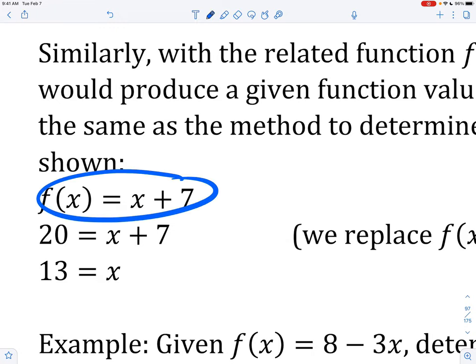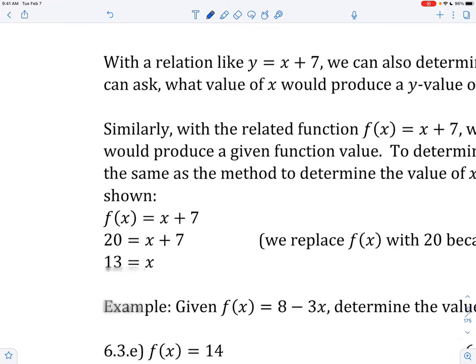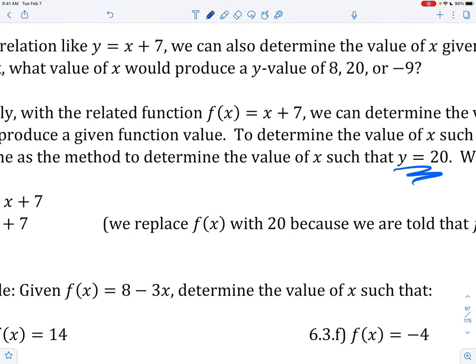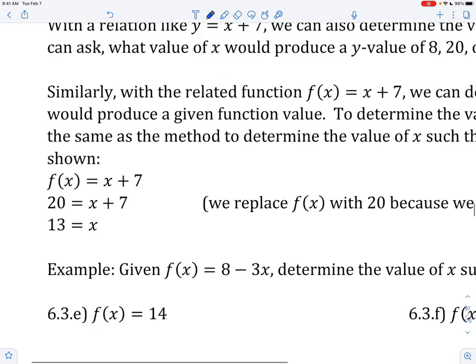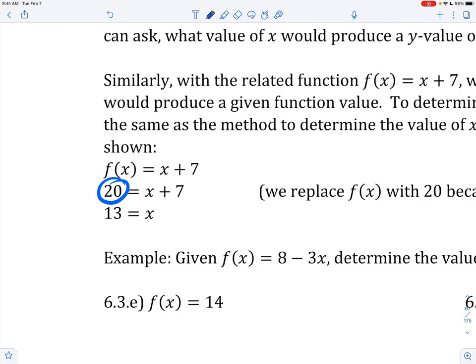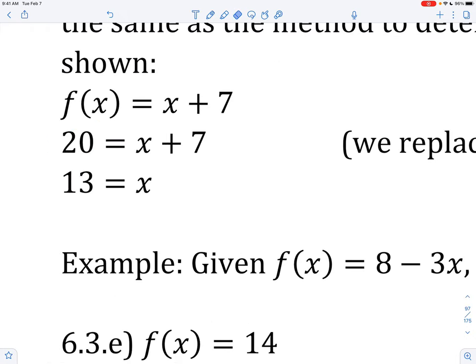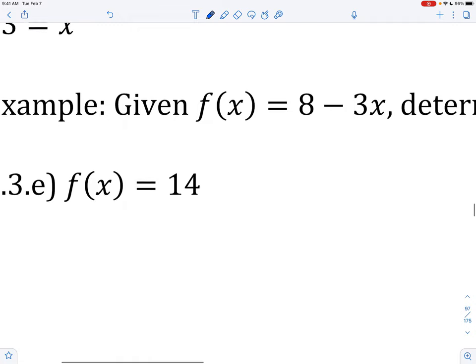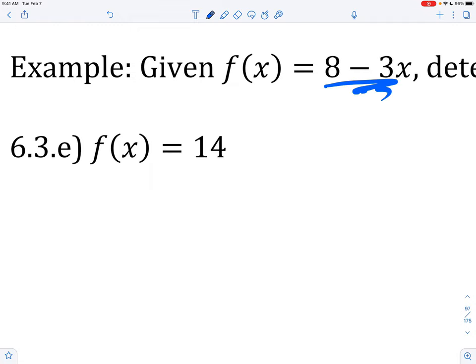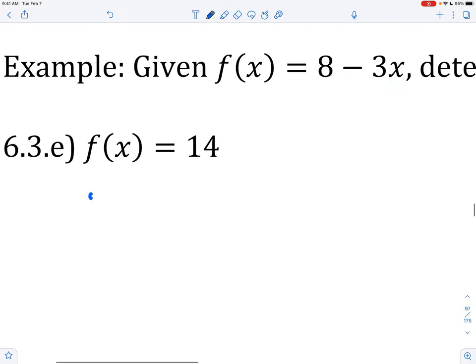But if we want to know when f of x equals x plus 7 happens to be 20, then we just replace the f of x with a 20. If we know they're equal, one can replace the other. And then we're just solving for x in that case. Like in this case, we know that f of x is 8 minus 3x, but we also know that f of x is 14. By that reasoning, we can say that 8 minus 3x is equal to 14.